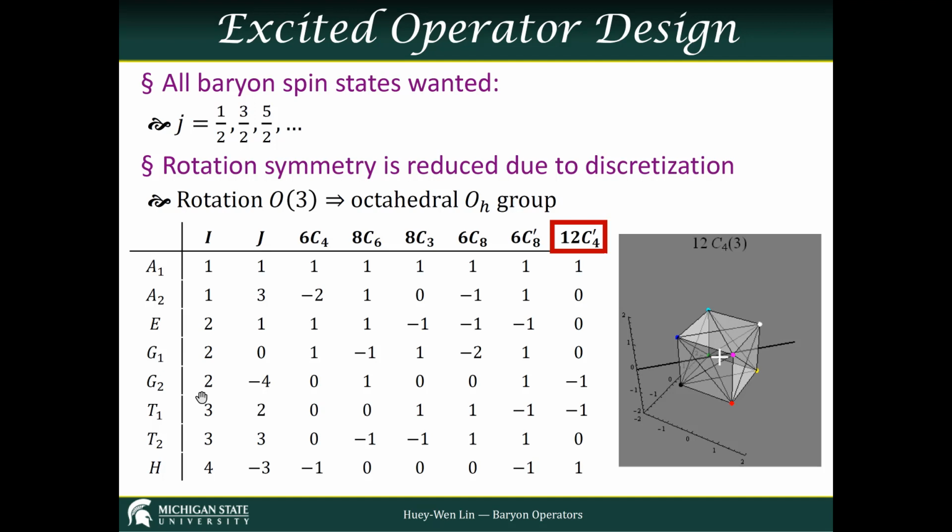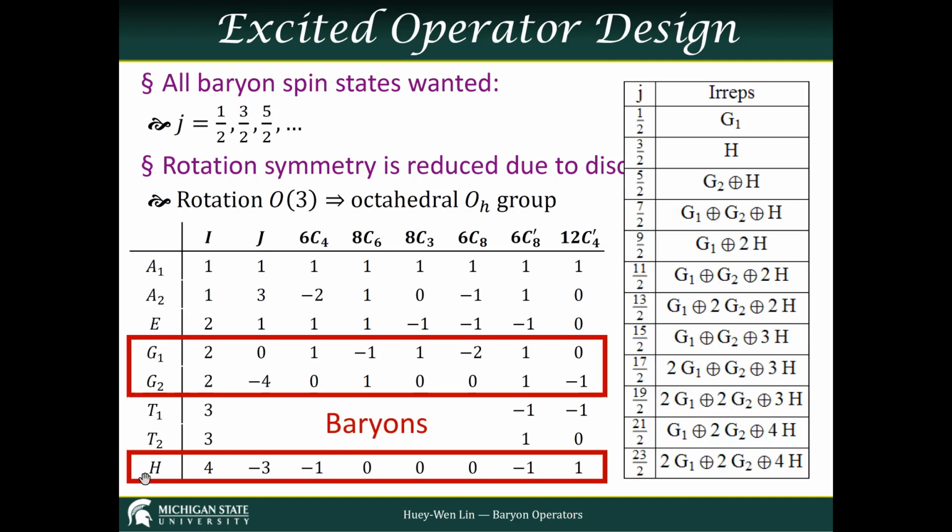There are 2 of them which have 2 dimensions, which are called G1 and G2, and there's a new one that has 4 dimensions called H. These are the baryons. And I won't go through the difficult math here, but you can use this character table in order to determine how the continuous group of O3 and its irreducible representations, which you may recall are these angular momentum ones given by different spins, 1/2, 3/2, 5/2, and so on, are broken down into these octahedral group representations, G1, G2, and H.